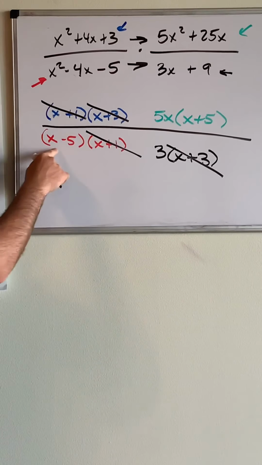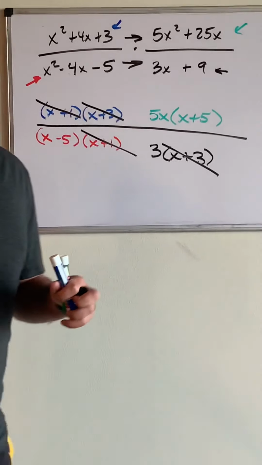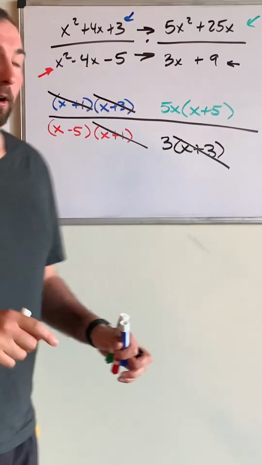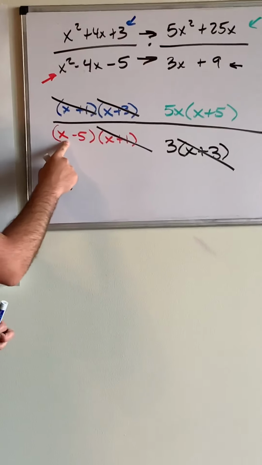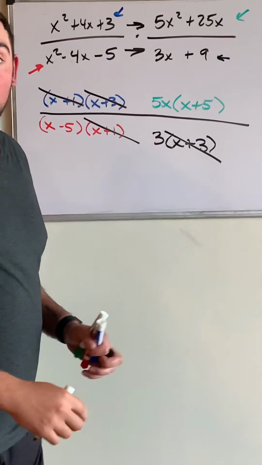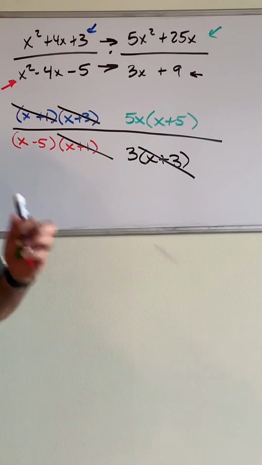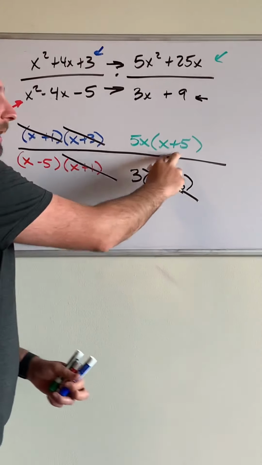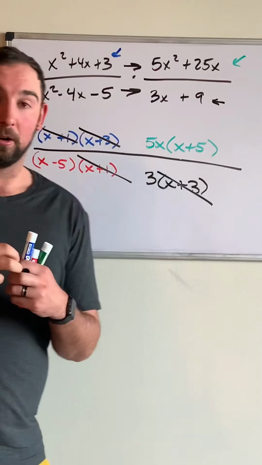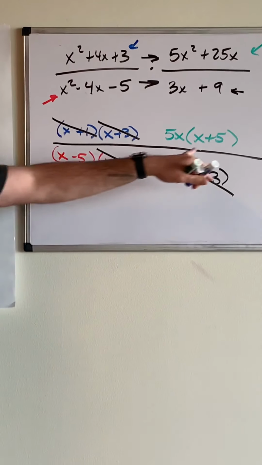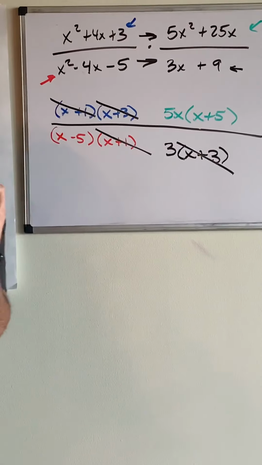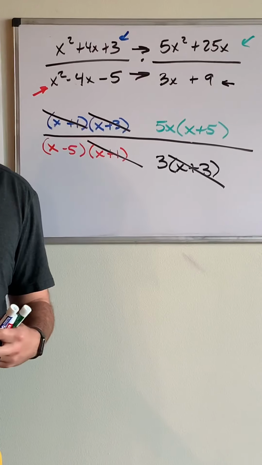A lot of people were making this mistake last week, which is why I included this in the video. This is x minus 5 and this is x plus 5. Those are 2 different things. You cannot cancel an x minus 5 and an x plus 5. Those go together. They're grouped together, stuck together. You can't cancel them out.